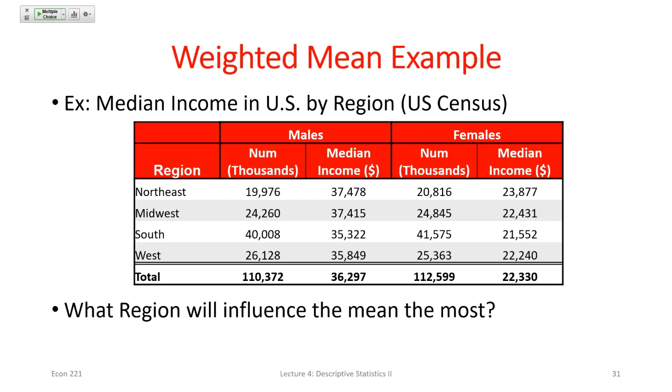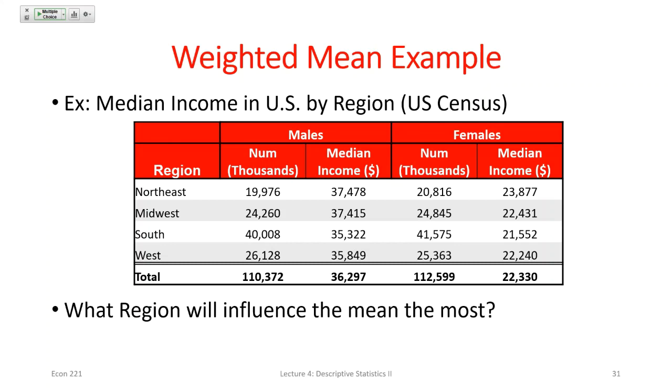So notice the South and West have a little bit lower incomes. Which one of these groups is going to influence the mean the most, whether we're doing the weighted mean salary for males or the weighted mean salary for females? Would it be females in the South? Let me clarify my question. If I was trying to find the weighted mean salary for men, which one would it be? South, because why? Because it has the highest weight, the highest frequency.